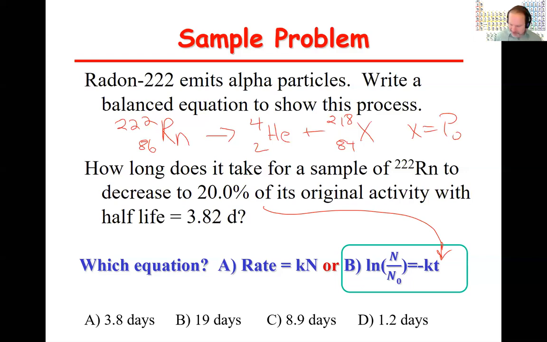All right, what do you think? What did you come up with? Well, the answer is 8.9 days. We're actually going to do this calculation right here, and we can show it and think about it real quick.